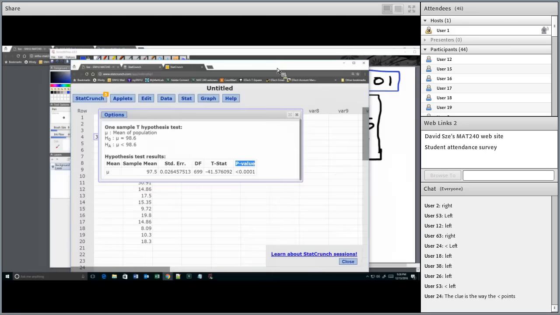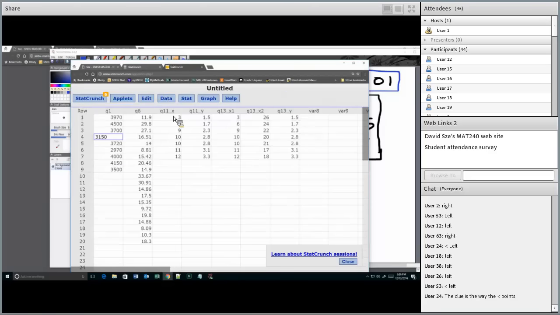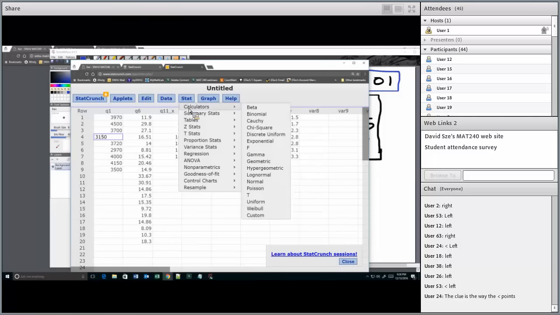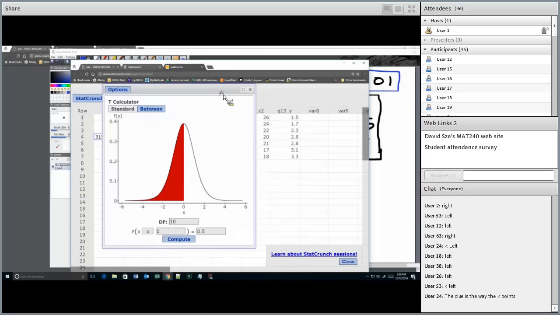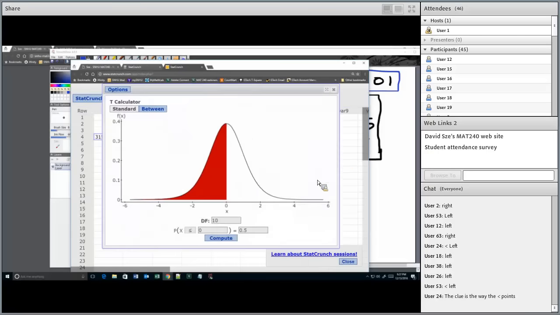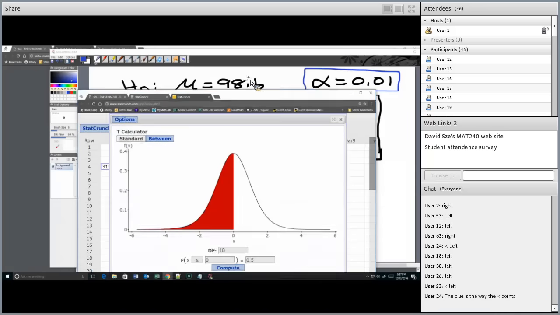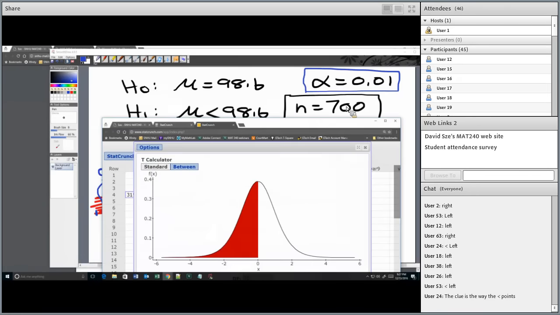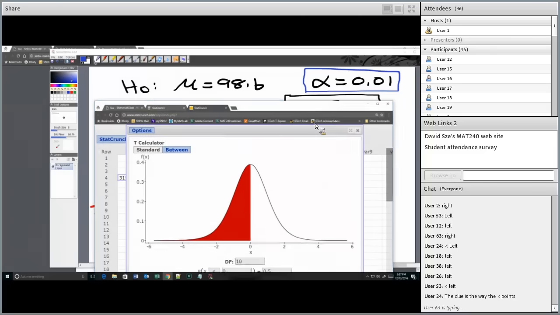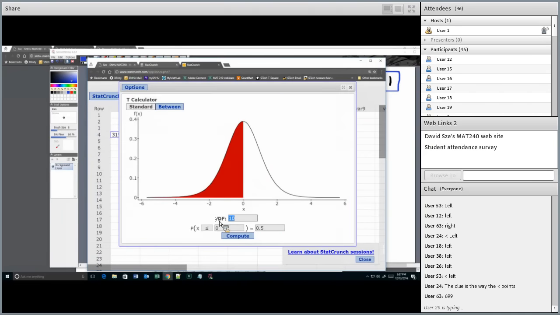And the way to do that is very simple. I'm going to go to Stat, Calculators, and I'm going to access the T calculator. Here's the T calculator. And here's a question for you guys. My n is 700. That's the sample size. So what is my degrees of freedom, df? Can someone type the general form of df? The full form.